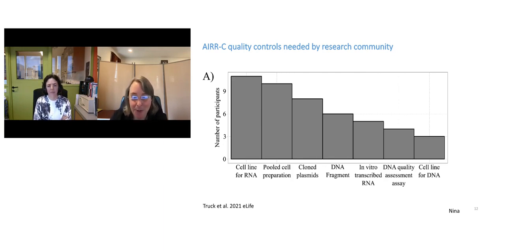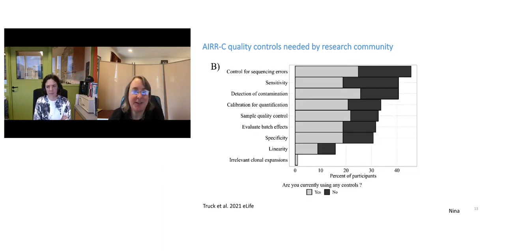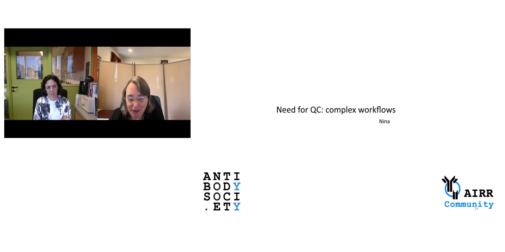But what I think is the most telling of this paper is this graph, where you can see the kinds of controls that people want to have, and then whether or not they're actually using them. So all these bars that are in black here are saying, yeah, we'd love to have these controls for errors, but we're not using any control for errors at the moment. So there's clearly a need to develop better controls and to also develop better workflows for improving the rigor and fidelity of your results.